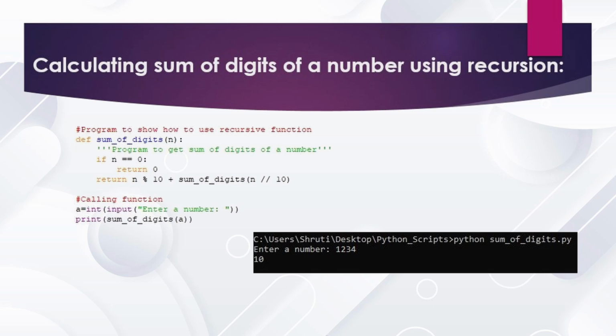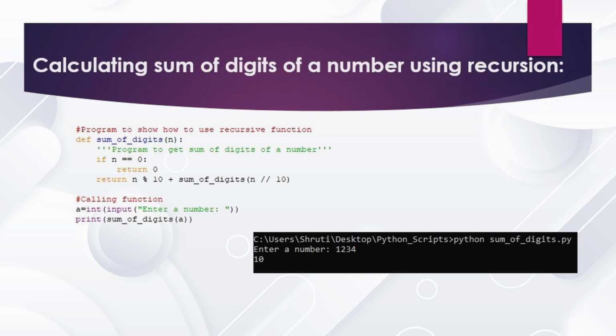Let us look at another example. This program is a simple and clear example of recursion. The function sum_of_digits recursively calculates the sum of the digits of a number n. n modulus 10 gives us the last digit of the number. n divided by 10 removes the last digit from the number.